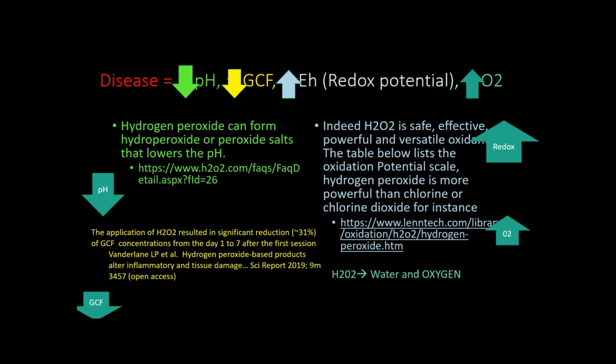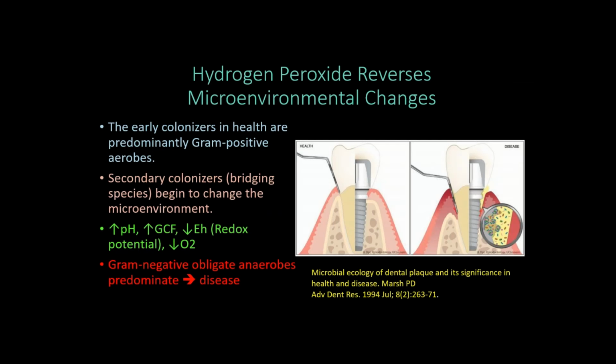When you reverse what happened in disease, you lower the pH, you lower gingival crevicular fluid, you increase your redox potential, and you increase your oxygen, you go from disease to health. So what we're showing you is just with the addition of a simple compound such as hydrogen peroxide, you can reverse this whole process and reverse the microenvironmental changes that had to occur for disease to occur, so that health is going to be an inevitability.